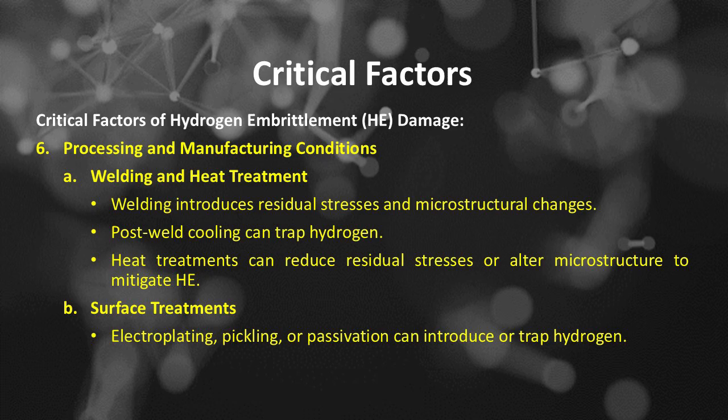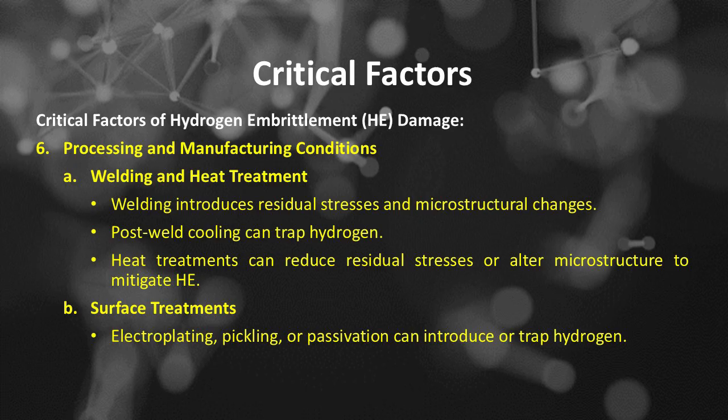Critical factors of hydrogen embrittlement damage. Number 6 is processing and manufacturing conditions, which includes, number A, welding and heat treatment. Welding introduces residual stresses and microstructural changes. Post-weld cooling can trap hydrogen. Heat treatments can reduce residual stresses or alter microstructure to mitigate HE. Number B, surface treatments.